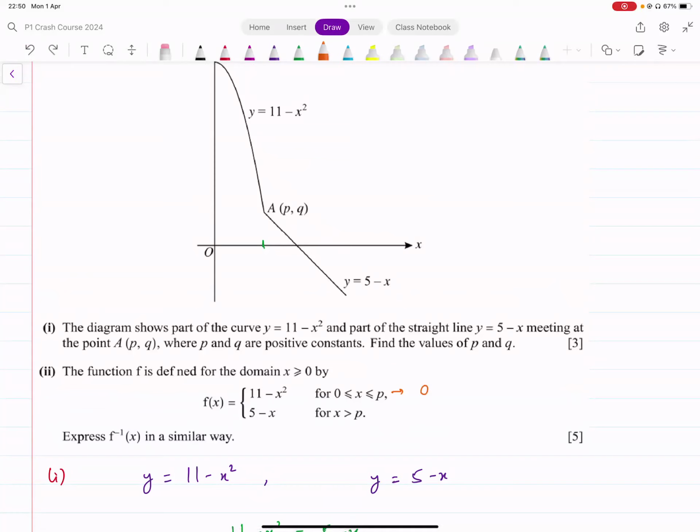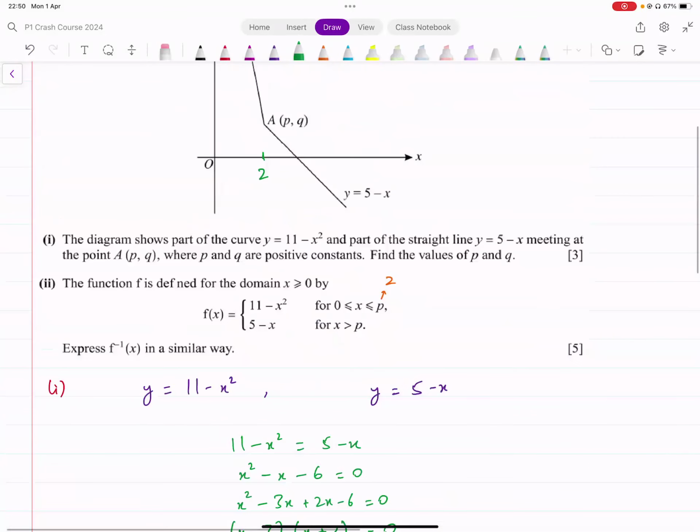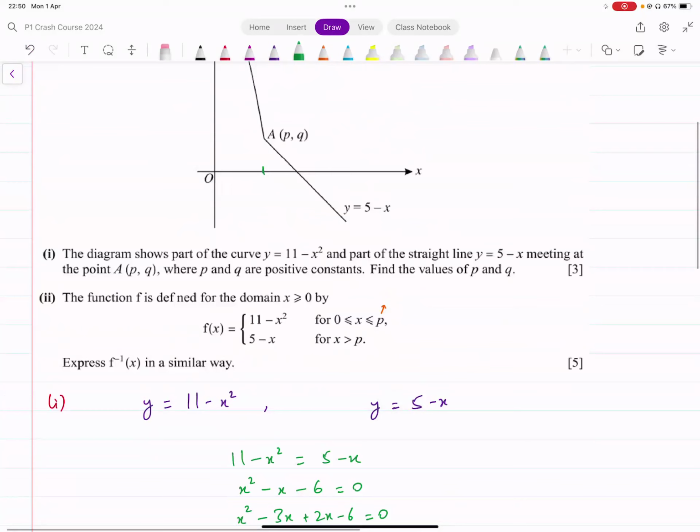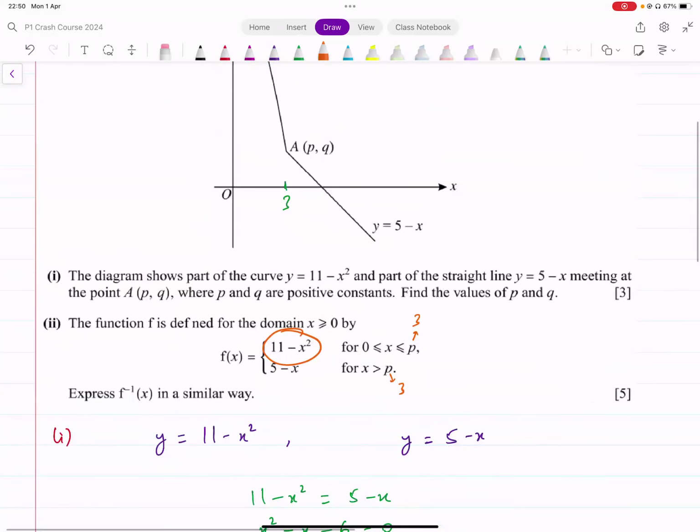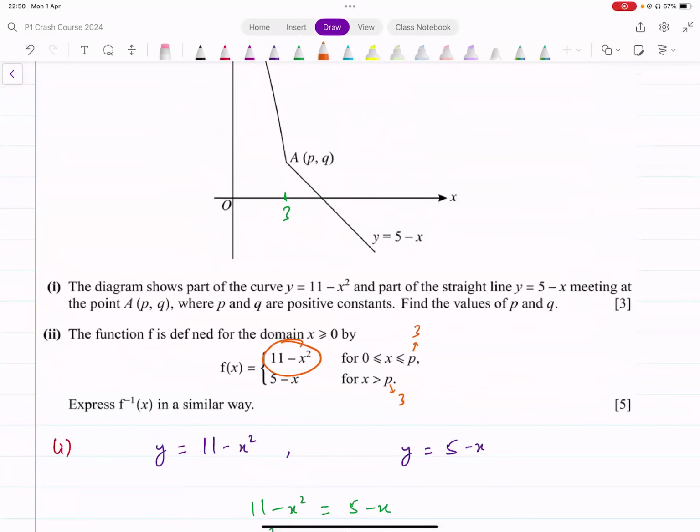You can say the domain is actually supposed to be, so the value of p here is basically 2, because we know this point is 2. Let me just check. It was 3, sorry. This point is 3. And this is also 3. Okay. So the first expression, 11 minus x squared, is valid for x between 0 and 3. And the second expression, 5 minus x, is valid for x greater than 3. Okay.